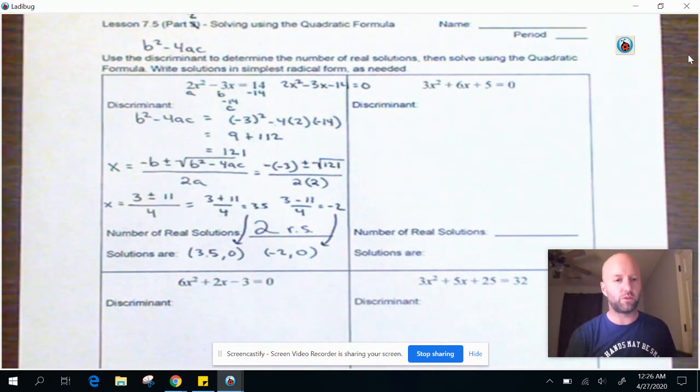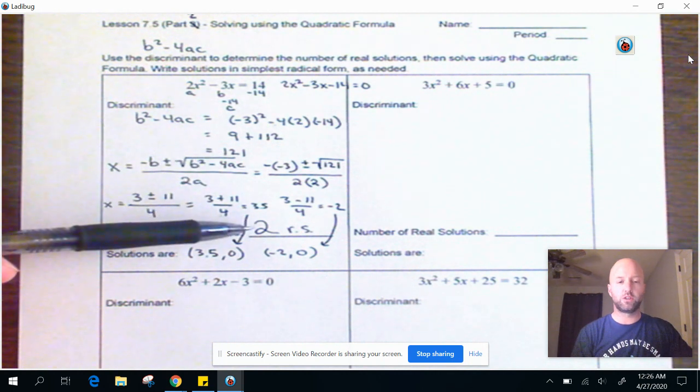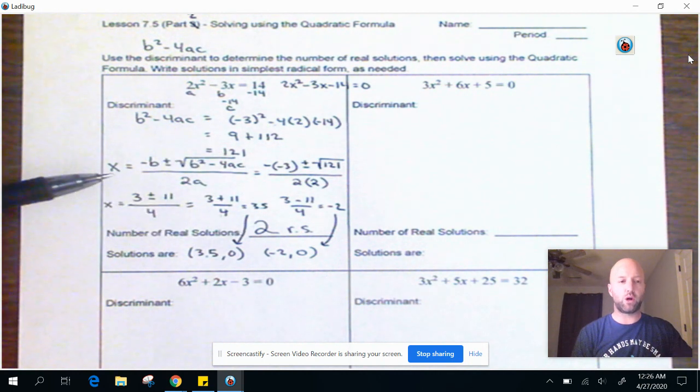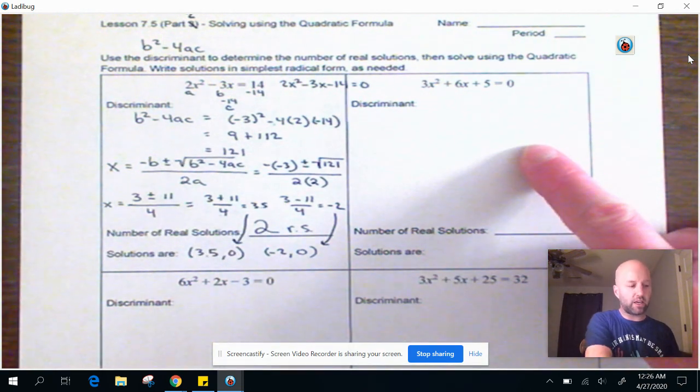All right, so we used the discriminant first, found that it's 121. That told us we had two solutions. And then we used the quadratic formula to find those two solutions. Let's do this second question.